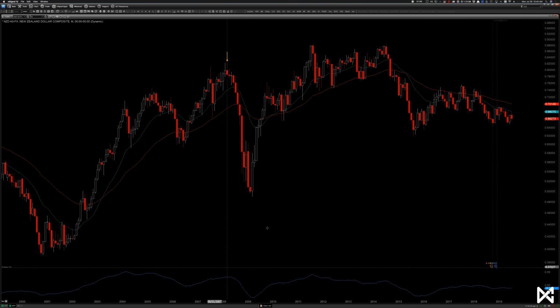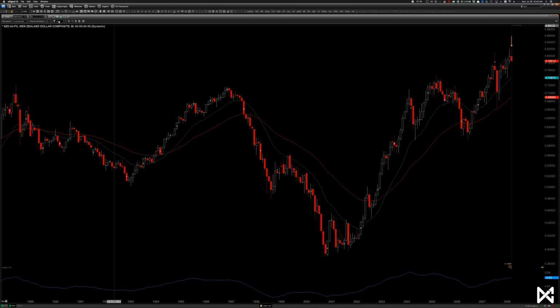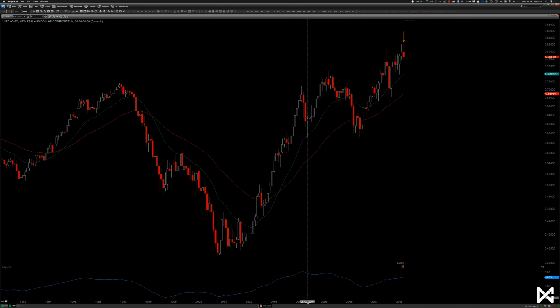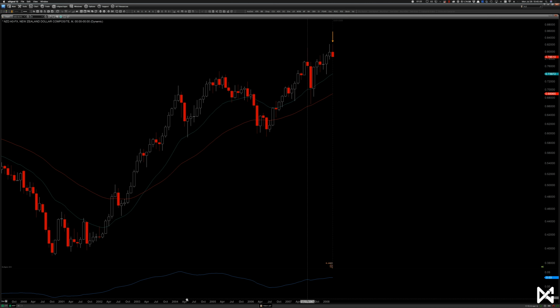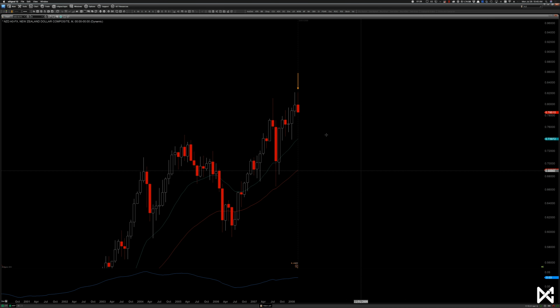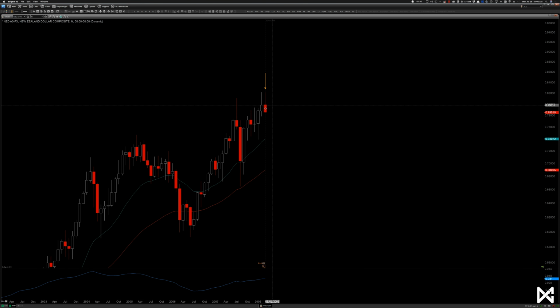And right here where I drew the arrow, let me just jump back in time to this point, and you'll see that this is what a tweezer top reversal candlestick formation looks like. I'm going to make this larger. So what we have here is, you can see that we have two high test reversals.